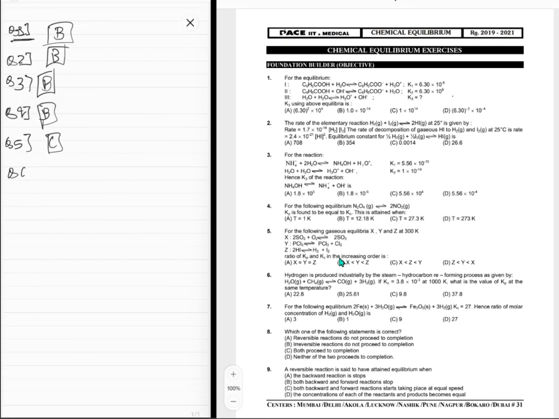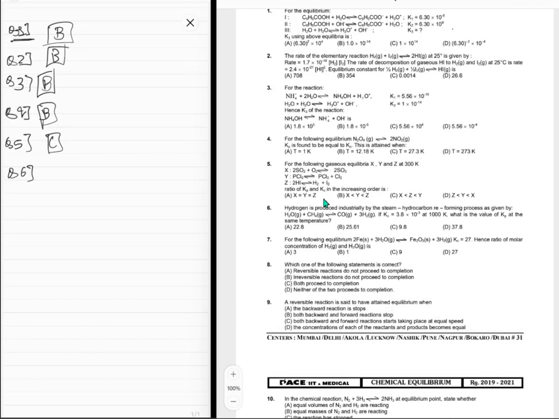Question number 6. Hydrogen is produced industrially by the steam hydrocarbon reforming process as given by this reaction. If Kc is given, what is the value of Kp at the same temperature?